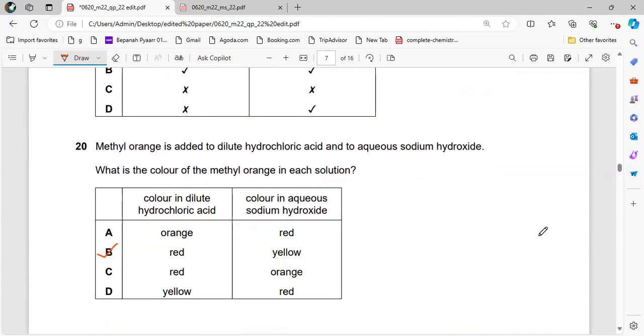Next, methyl orange is added to dilute HCl and to aqueous sodium hydroxide. What is the color of methyl orange in each solution? So in the case of acids, methyl orange gives a red color, and in the case of alkali, it gives a yellow color. Okay, so this you have to keep in mind. In general, for acids it is red, and for alkali it is yellow.